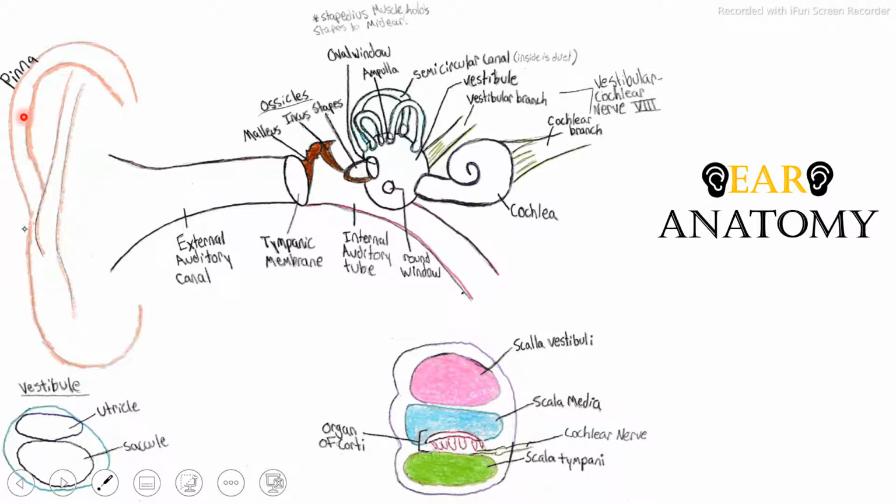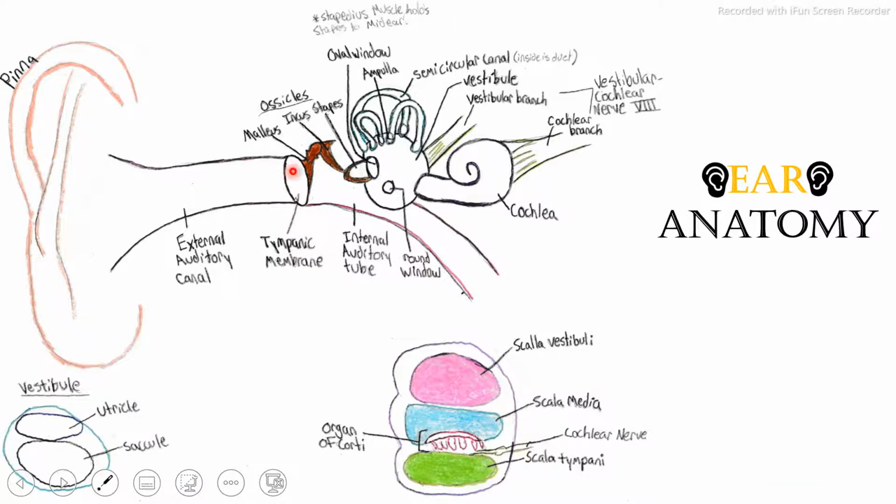This here is the pinna, or another name for it is the auricle. This is the part of the ear that you can see just by looking at someone and not inside of the ear. Next we have the external auditory canal. This is with all the hairs and then the wax. This is where people like to stick Q-tips and their fingers or whatever else.